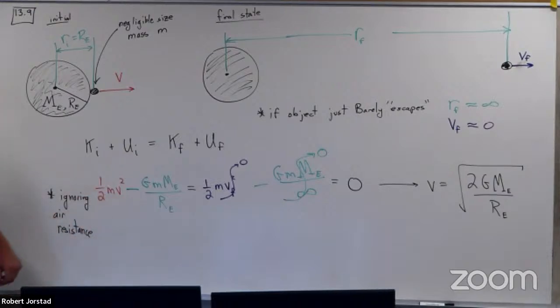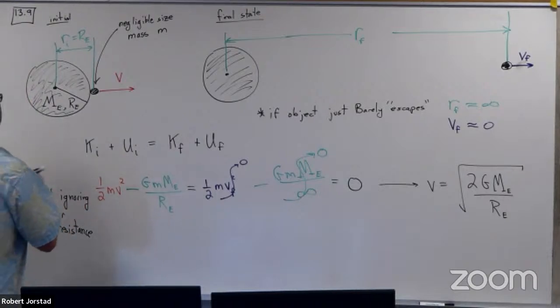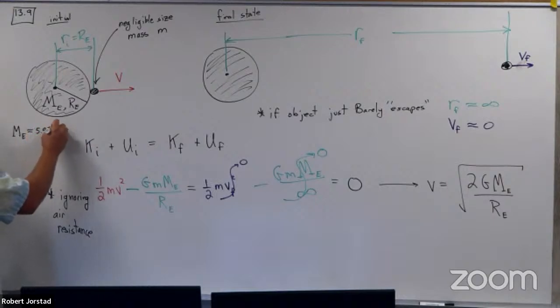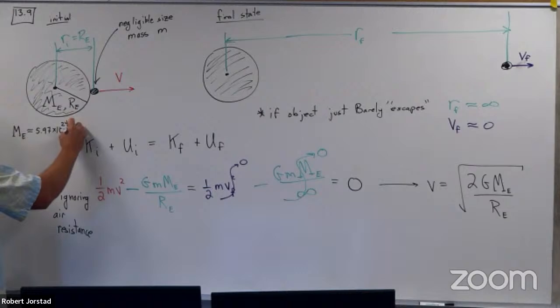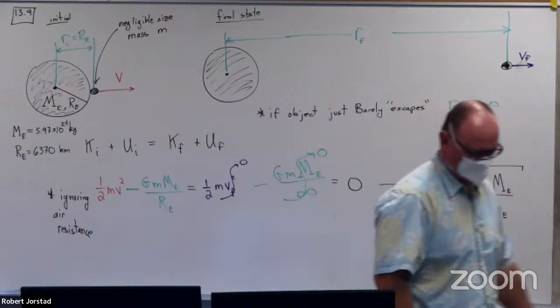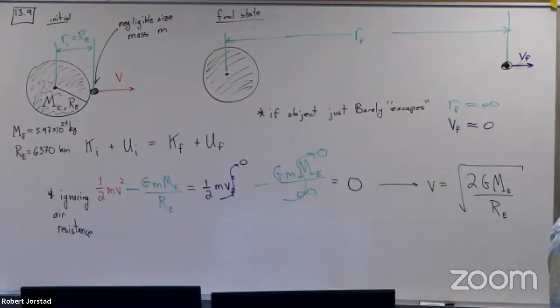Solving this for V. Let's plug in some numbers too. If you recall, the mass of the Earth was what? 5.97 times 10 to the 24th kilograms. Radius of the Earth is what? 6370 kilometers, I think. Let's see if that's what it says in here. Yep, we're doing part B.